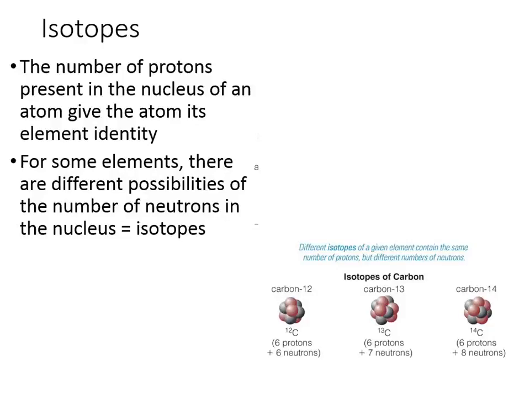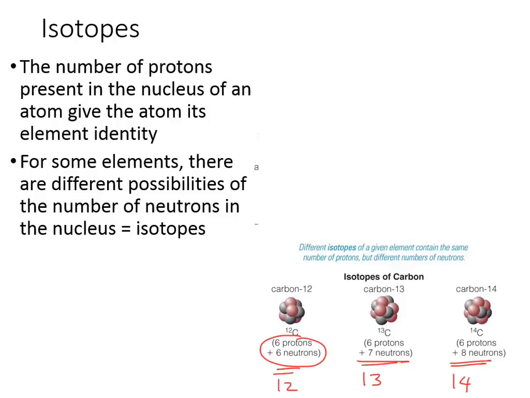Those are actually called isotopes of the element carbon. The mass number here is 6 plus 6, 12. Mass number here, 6 plus 7, 13. Mass number here, 6 plus 8, 14. So those are different isotopic forms of the same element.